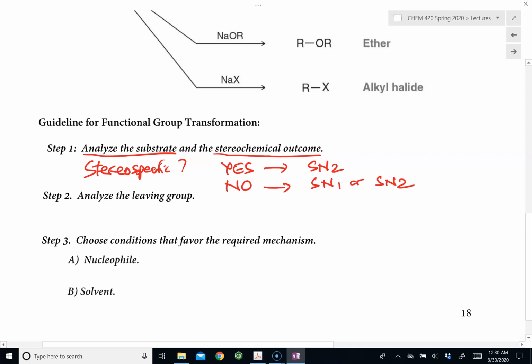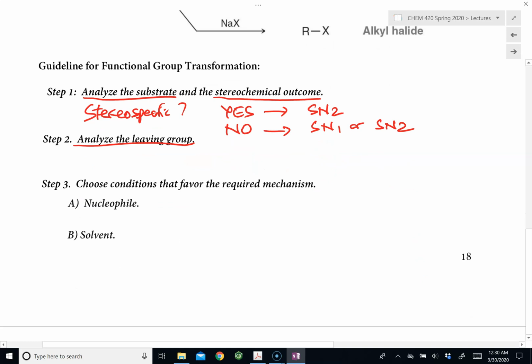And second, analyze the leaving group. Is the leaving group good enough to leave on its own, or does it need to be protonated? In many alkyl halides, the halides are good leaving groups, so therefore we know that we can perform a chemical reaction on this. However, if we have another functional group that is not an alkyl halide, then it may need to be protonated. But we have to figure out whether the leaving group is good or not.